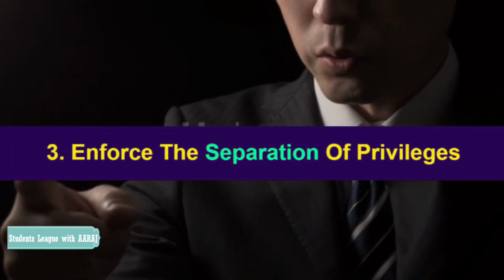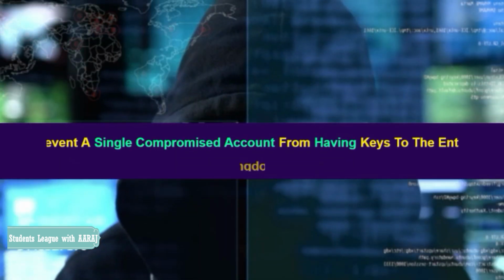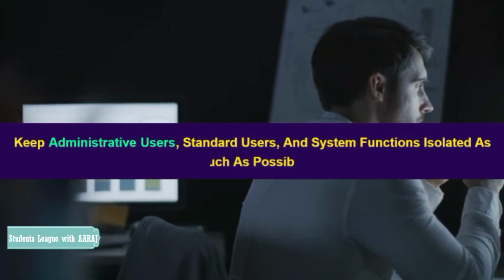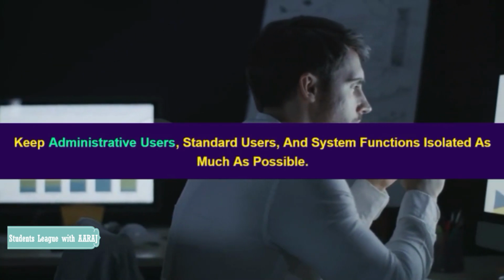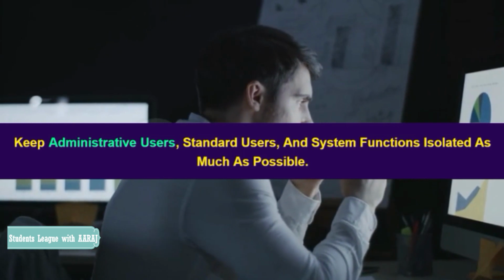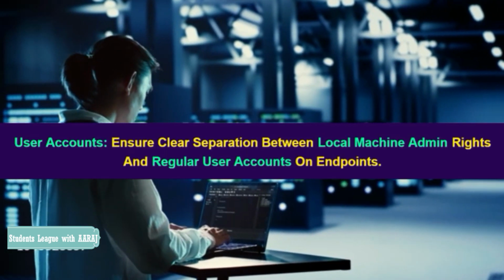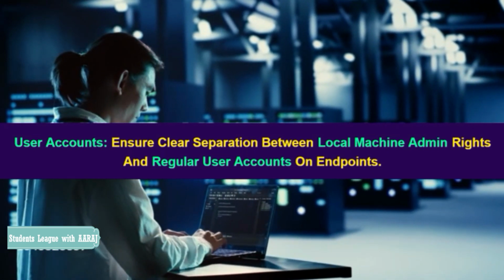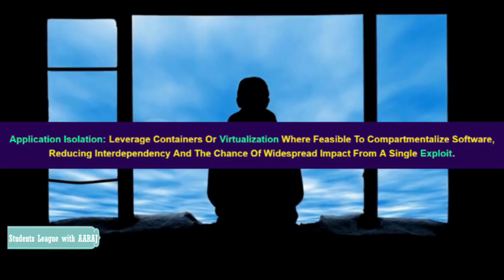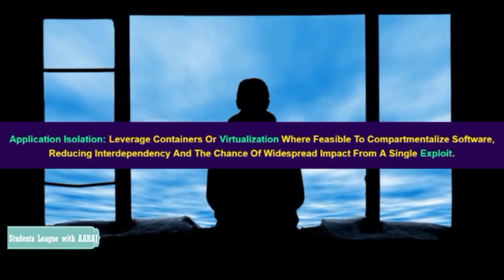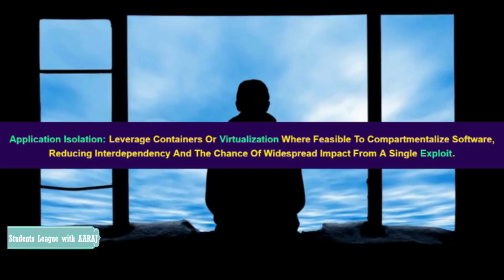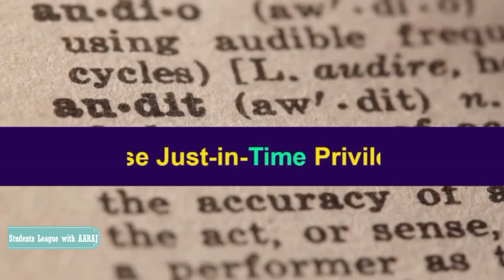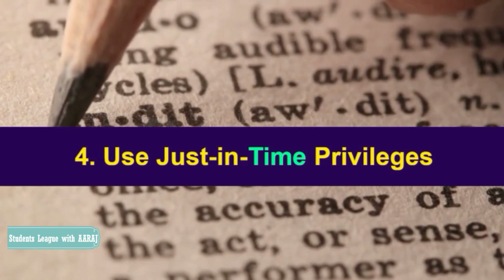3. Enforce the separation of privileges. Prevent a single compromised account from having keys to the entire kingdom. Keep administrative users, standard users, and system functions isolated as much as possible. User accounts. Ensure clear separation between local machine admin rights and regular user accounts on endpoints. Application isolation. Leverage containers or virtualization where feasible to compartmentalize software, reducing interdependency and the chance of widespread impact from a single exploit.